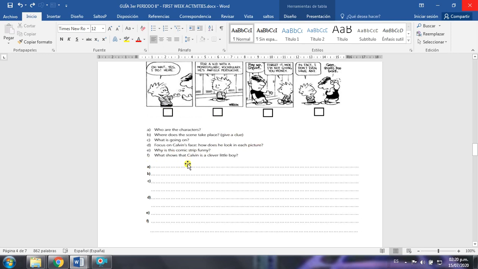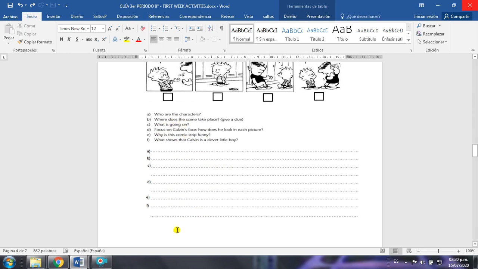What shows that Calvin is a clever little boy? Clever is a synonym as intelligent, okay? Intelligent. You have to answer these questions in these lines. Okay, deben responder estas preguntas escribiendo en estas líneas.